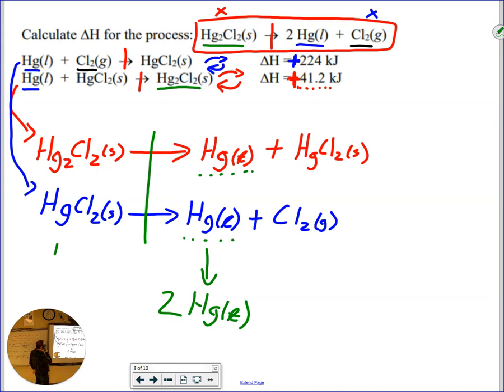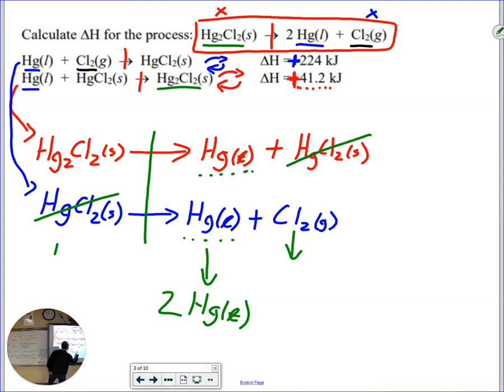HgCl2 is on both? Yeah, totally. This one here, and this one here. So if they're on the same side, I get to combine them. If they're on opposite sides, guess what I get to do? Knock them out, cancel them. So that cancels that. And look at what I'm left with.